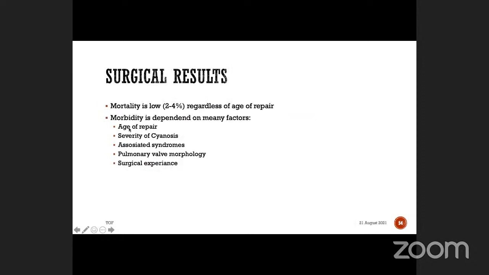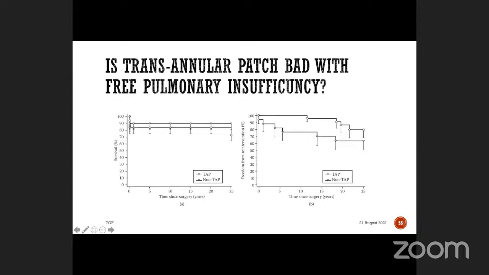So mortality is low, but 2 to 4%, regardless of the age of repair. Morbidity is dependent on many factors: age of repair, severity of cyanosis, associated syndromes, pulmonary valve morphology, and surgical experience. Is transannular patch bad with free pulmonary insufficiency?